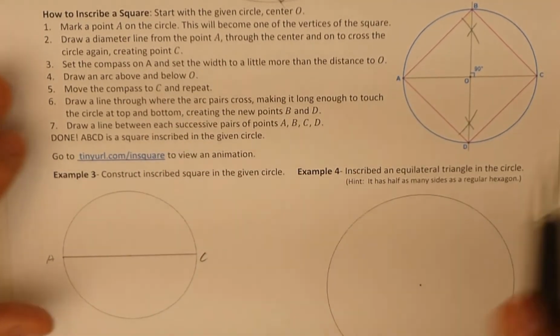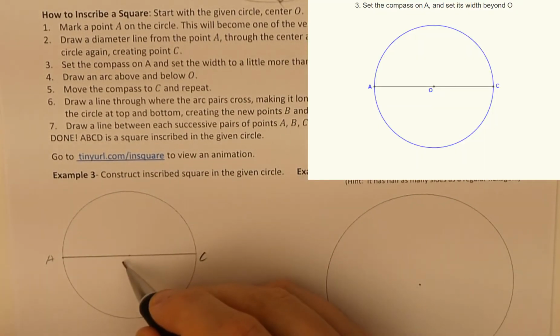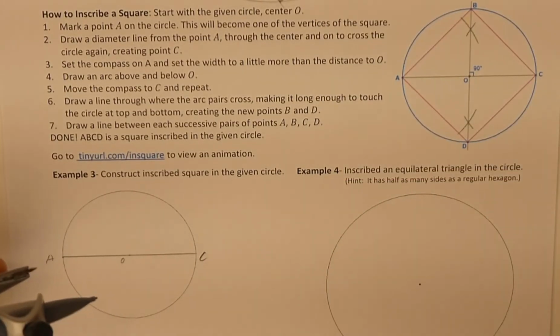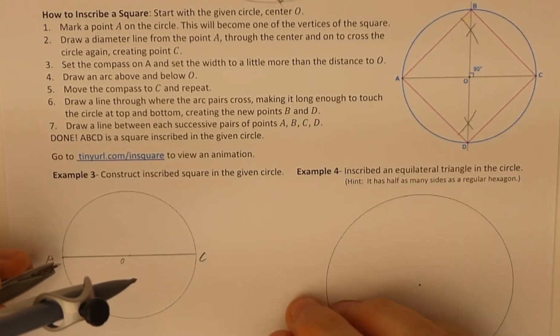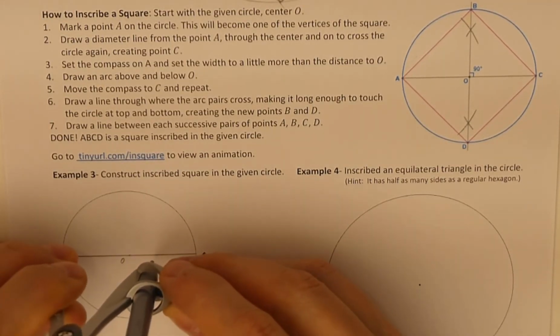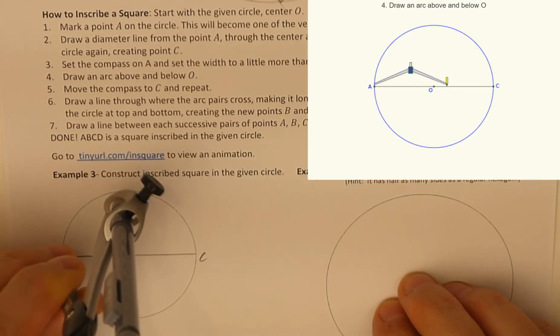And then it says set the compass on A and the width a little more than the distance to O. Now O is a good way to say the center here. They use C over here. Sometimes we think of that as the initial point or something like that. So it needs to be a little bit more than that. So we're going to go about like this. Okay, so we're going to mark an arc over here.